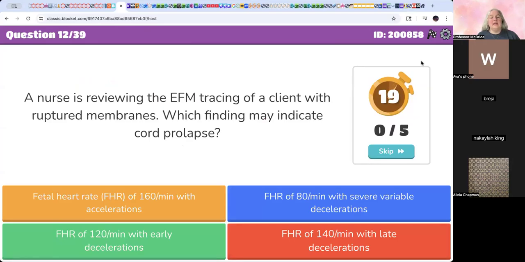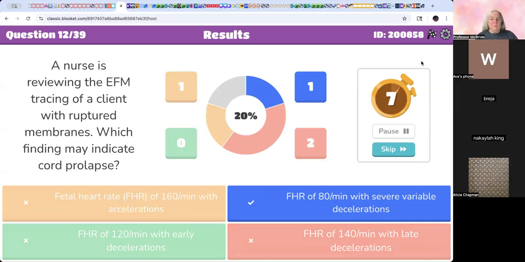A nurse is reviewing the electronic fetal monitoring tracing of a client with ruptured membranes. Which findings may indicate a cord prolapse? Okay, let's talk about this. What's happening with a cord prolapse?